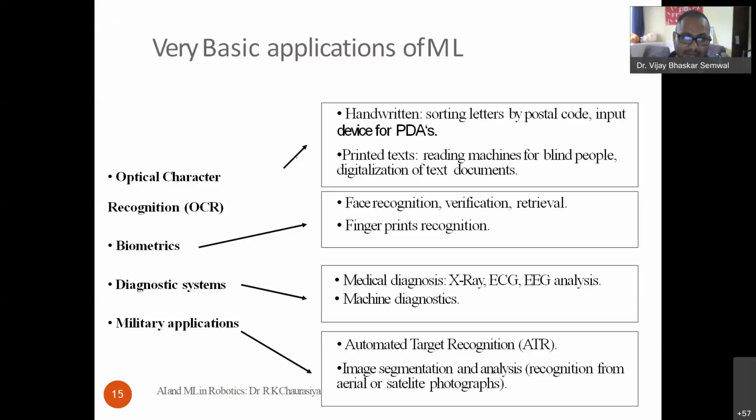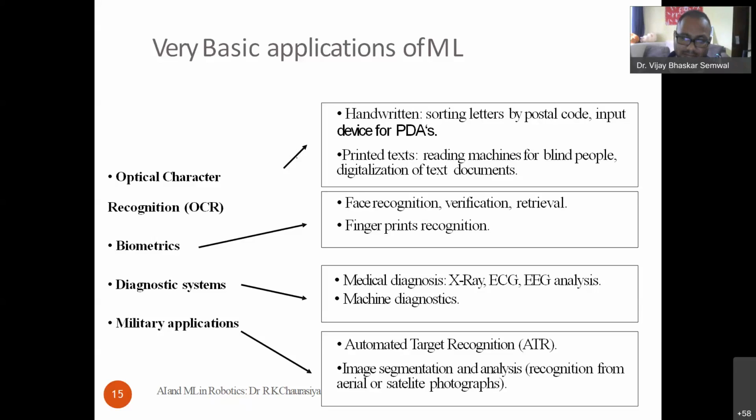All the theses written before 1980, when there was no computer, were written by hand. Those can be digitalized. In biometrics, you have face recognition, identification, verification, face retrieval, document retrieval, fingerprint recognition, gait recognition. Diagnostic systems include medical diagnosis, X-ray, ECG, EEG, EMG. Military applications include autonomous target recognition. The drone has to fly and recognize what the target is where I have to bombard. If you have to deploy a bomb somewhere, you have to automatically target the direction.